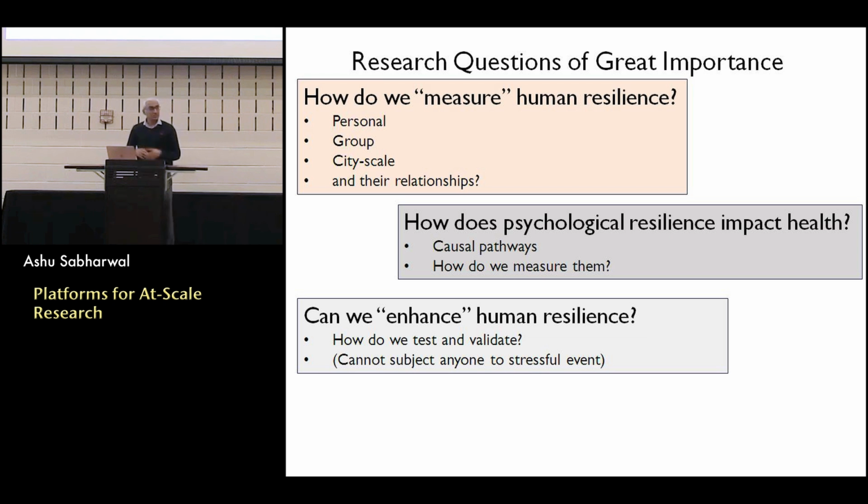There is some evidence that psychological resilience or stress does impact health, but we really don't understand its causal pathway. Neuroimmunology is an area which has been understanding this quite a bit, but we don't understand all the pathways. We're also not very good at measuring them today. And if you could measure it, you can ask, can I enhance it? Just like fitness. Then the question is, how do you test and validate something like that? You can't subject people to trauma to test whether they are now more resilient or not. So there is a fundamental problem in testing such concepts.